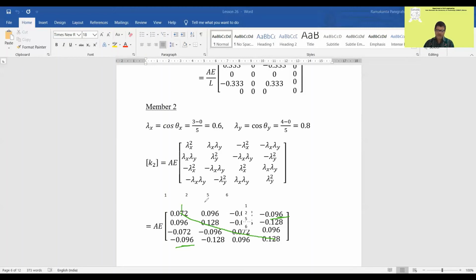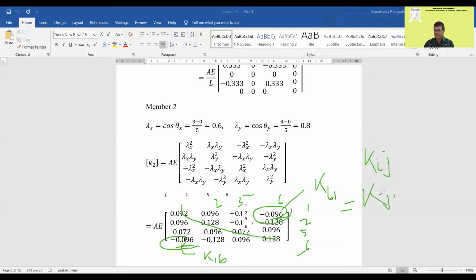That means here we have taken 1, 2, 5, 6 and 1, 2, 5, 6. What is this? This is equal to K16, first column and here the row is 6. If we come here, what is this? K, the 6th column and the row is 1. So K16 is equal to K61. That is valid for the matrix: Kij is equal to Kji. We have already discussed this, so that is valid again here.